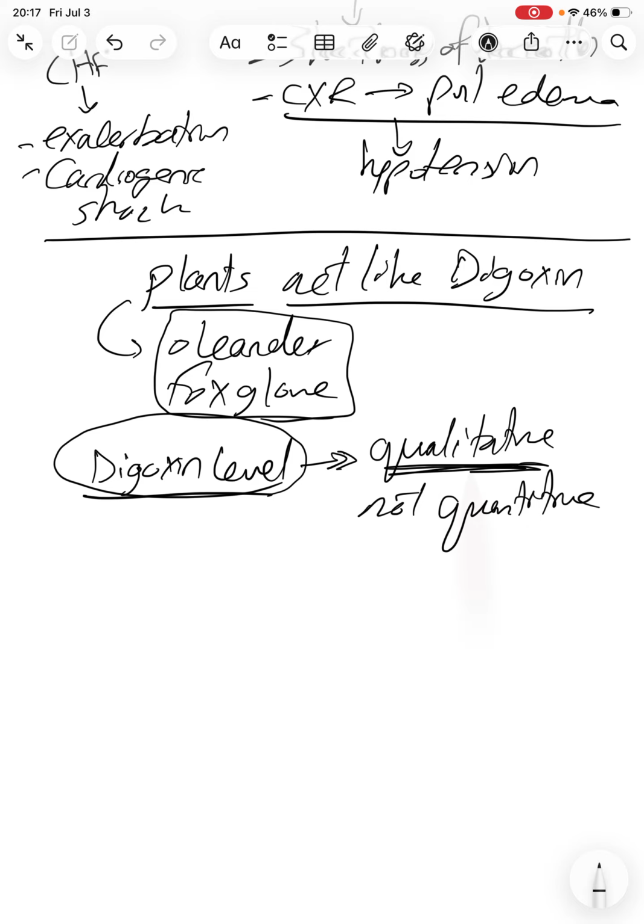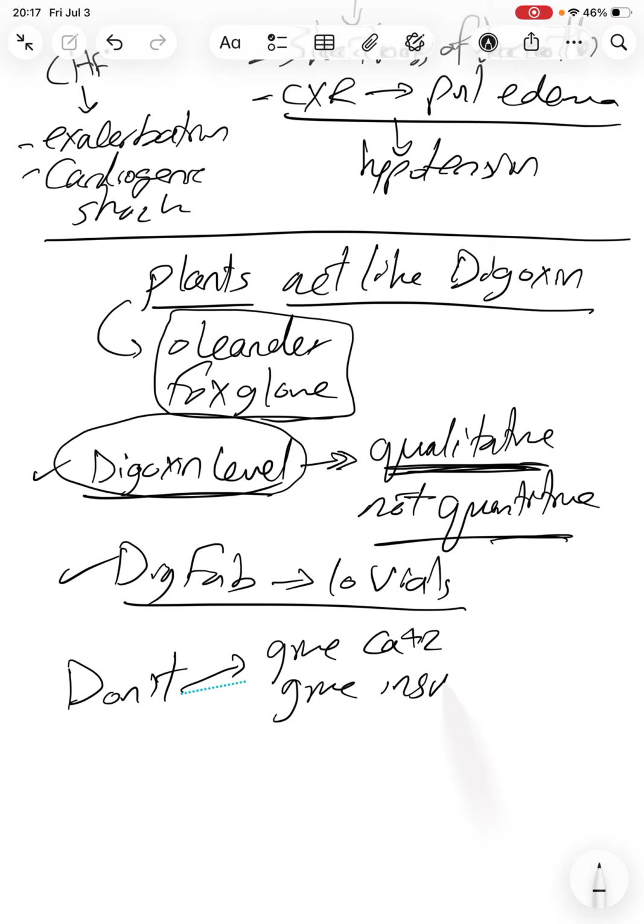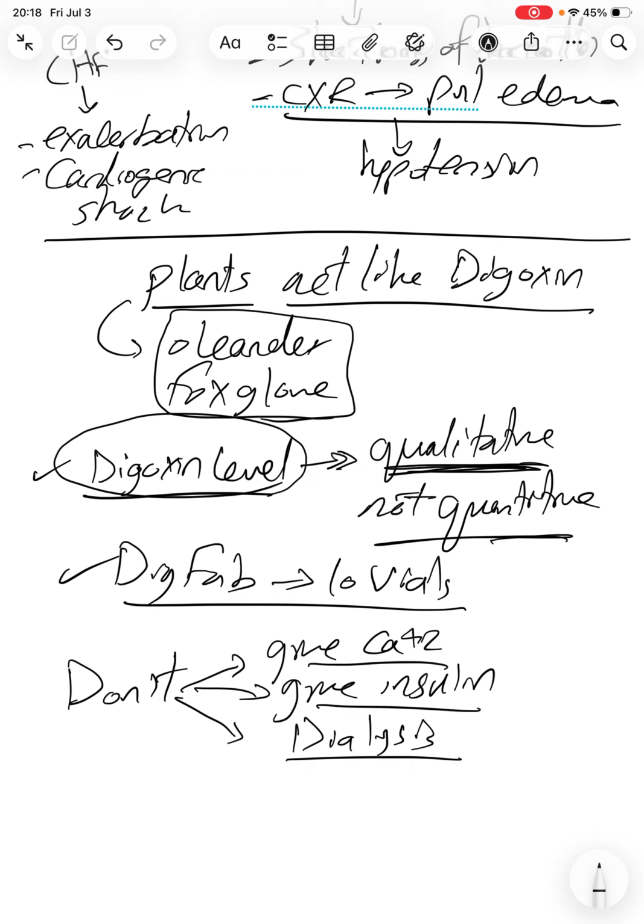So use it as positive or negative. Don't use it as high or low, and don't use it to calculate how many vials. For Dig Fab you give 10 vials, and if you need to give more, give more. But don't trust the digoxin level in these plants. Also, don't give calcium, don't give insulin or other medications that lower the potassium level, don't use dialysis. The only thing you can do is give Dig Fab.